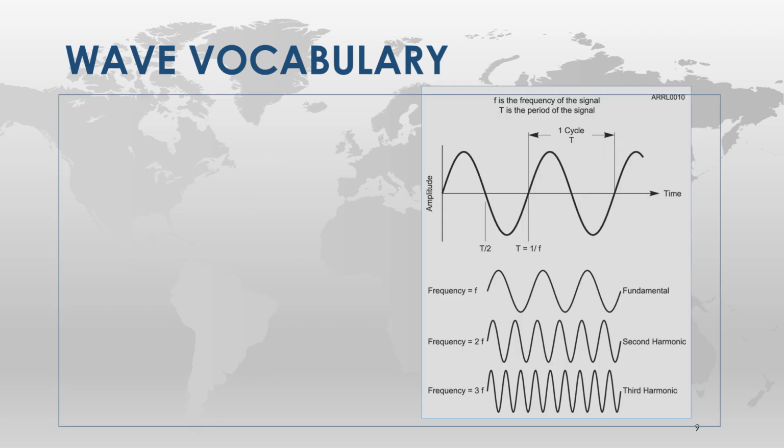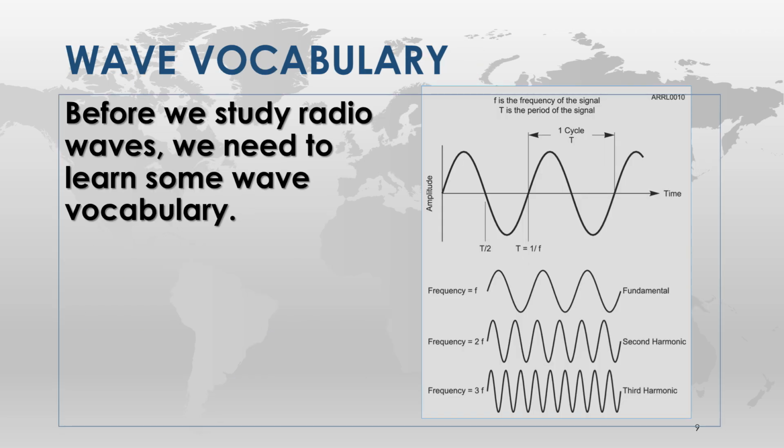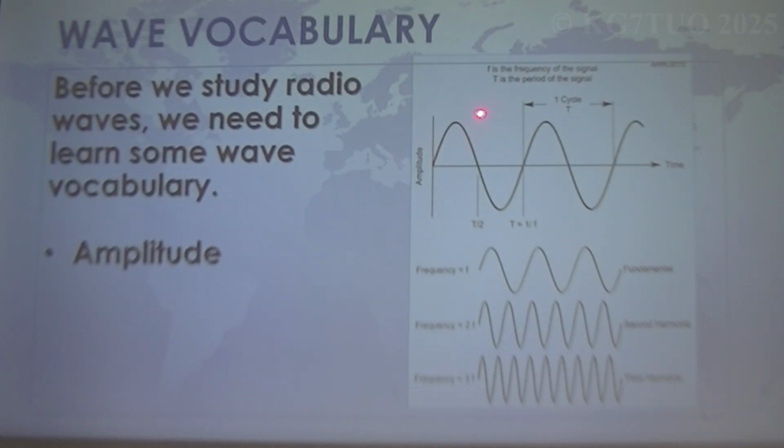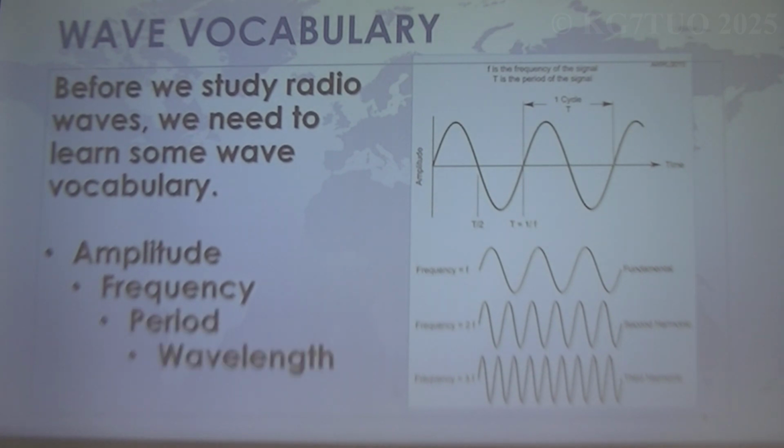Okay, wave vocabulary. Before we study radio waves, you need to learn some wave vocabulary. The amplitude is from here to there, how high and low it goes. That's amplitude. The frequency is the distance from there to there. Okay, in meters, we also call it a wavelength in meters as well. The period and the wavelength is from there to there as well.